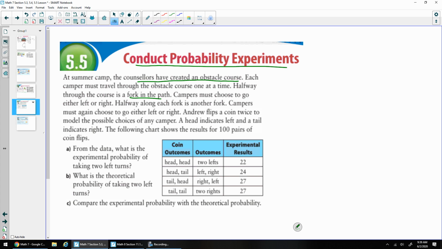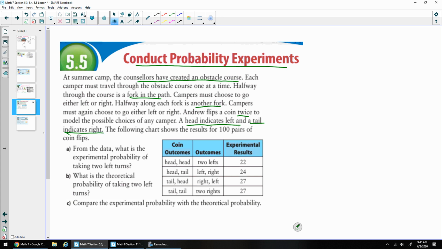Halfway along each fork is another fork, so a second option. Campers must again choose to go either left or right. Okay, so as they're going through, no matter what path they take, they're going to have two options of left or right before them. Andrew flips a coin, hey, that's my name, twice to model the possible choices of any camper. Okay, so just like left or right, two possible outcomes, a coin, heads or tails, two possible outcomes. And so you can model their choices if their choices were random by flipping a coin. So a head indicates left and tail indicates right.